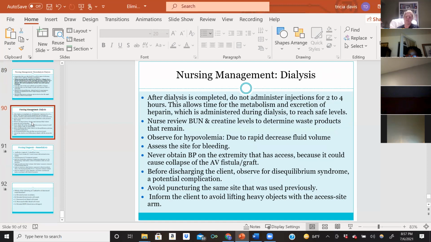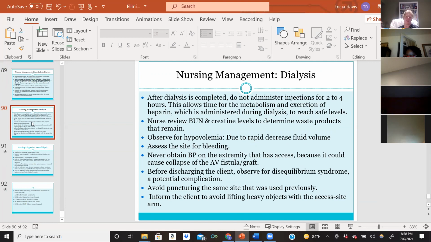After dialysis is completed, we usually try not to administer injections for 2 to 4 hours. This is going to allow time for metabolism and excretion of the heparin, which is administered during dialysis because they don't want any blood clots developing. So usually 2 to 4 hours for any type of injection that you would need.